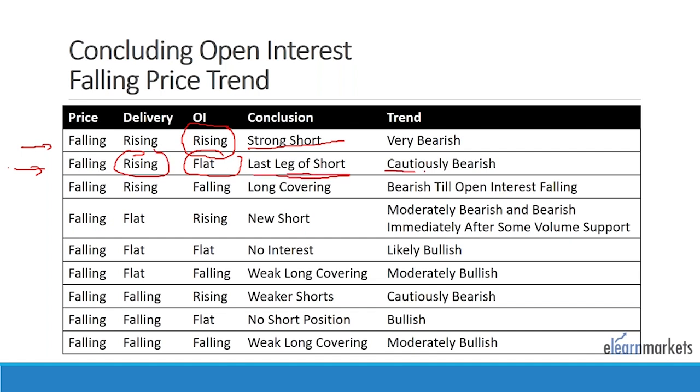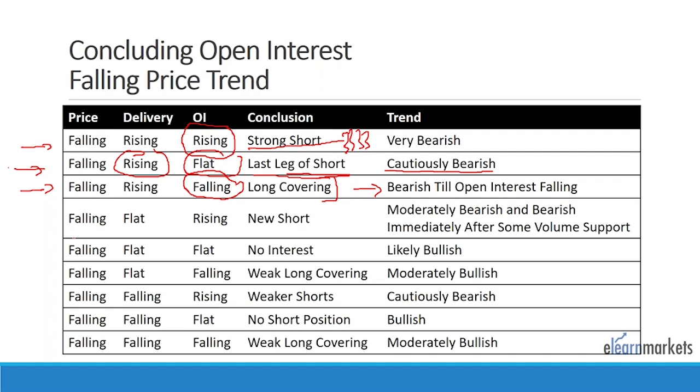You have to be very cautious in making an aggressive bearish bet on the stock. Price falling, delivery rising, but the OI is flat. That means not many people want to build a short position, and they are actually covering their long position because price has gone down and open interest has gone down. So they're covering their long position. It is bearish till open interest falling, and from here it will become only aggressive bearish when there is new short position created in that particular stock.